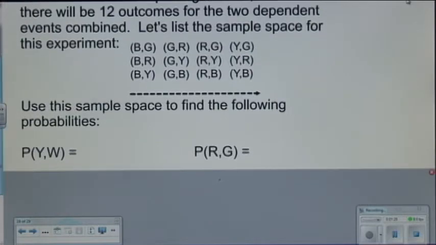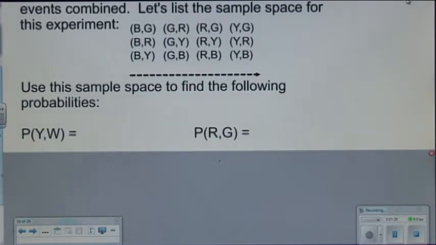What is the probability that I will draw out of the bag a yellow marble first, followed by a white one? Well, of course, we know that that can't happen because there are no white marbles in the bag. So this answer obviously has to be 0. How about red followed by green? Well, if you look at our sample space listing, red-green is right here. That is one of our outcomes out of the total of 12.